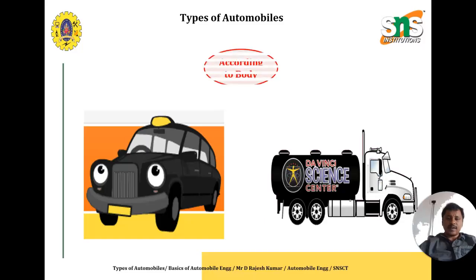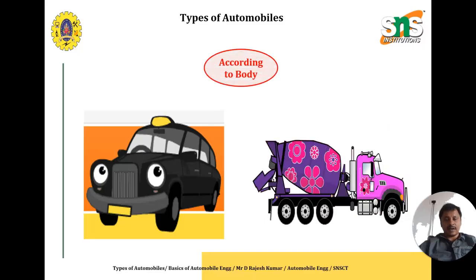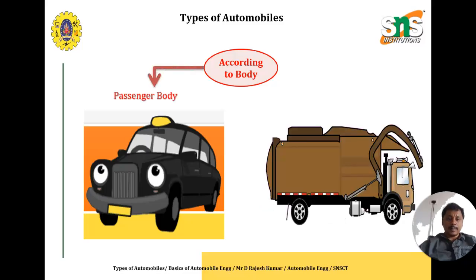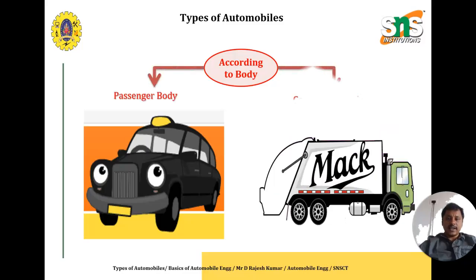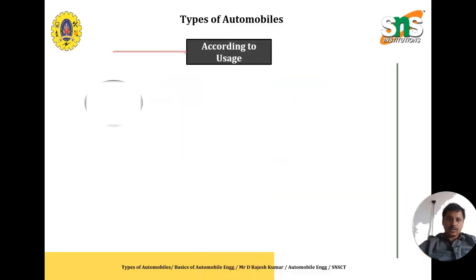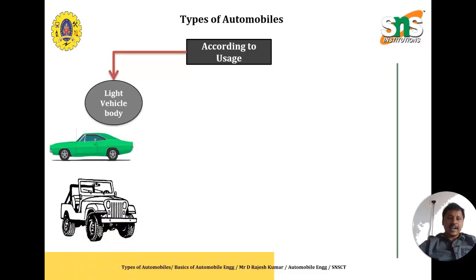So there are different types of automobiles. According to the body, there are two types of automobiles. One is the passenger body and second one is the commercial body. According to the usage, the vehicles are classified into lightweight vehicles, that is light vehicle body. Examples, cars, jeeps, etc.